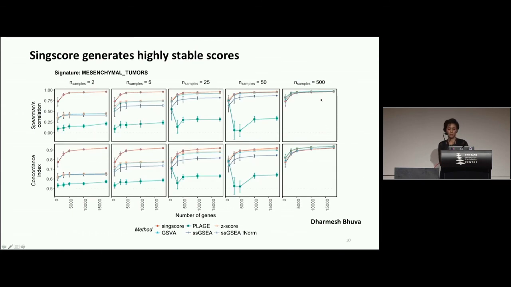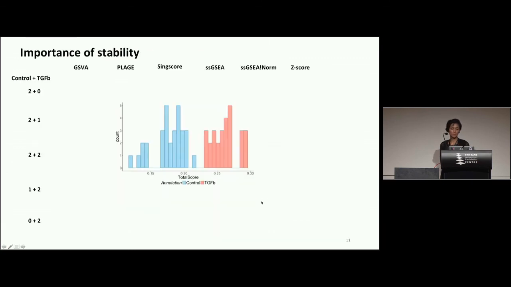For the full set of 500 samples, it doesn't really matter which method we use, they all perform equally well. But as we go towards the smaller data sets, for example, with 2 or 5 samples, we see that the stability of the scores obtained by other methods drops dramatically. The only methods that still perform stably are the Singscore method and also the ssGSEA without normalization that we had. You can also see that the PLAGE method also changes its stability if we change the number of genes measured in the data set. But why do we care about stability? What does that mean actually?